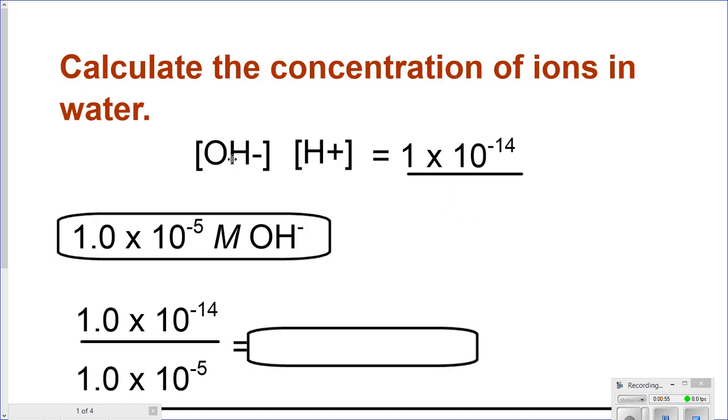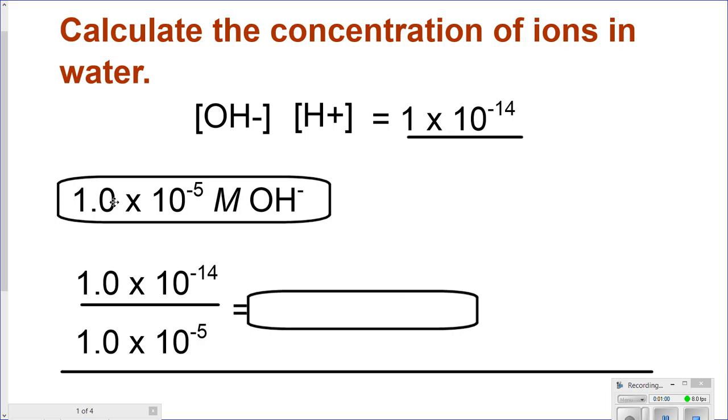Back to the original. Example says, if I have 1 times 10 to the negative fifth molarity of hydroxide ions, what would be the concentration of hydrogen ions? Okay, so I am given hydroxide ions, therefore I will move that down like I did over here. This always stays. This is the Kw, it always stays. This is a constant of water. 1 times 10 to the negative 14 is a constant.